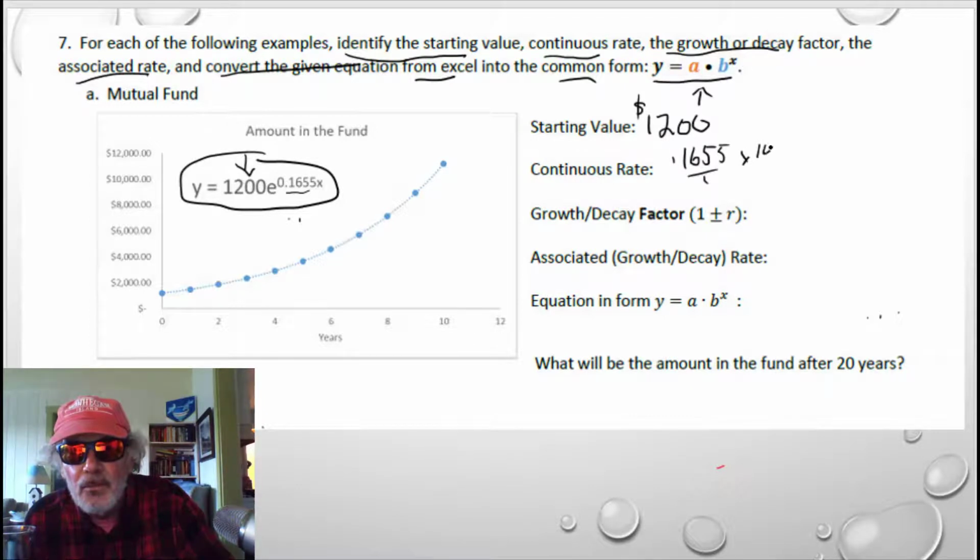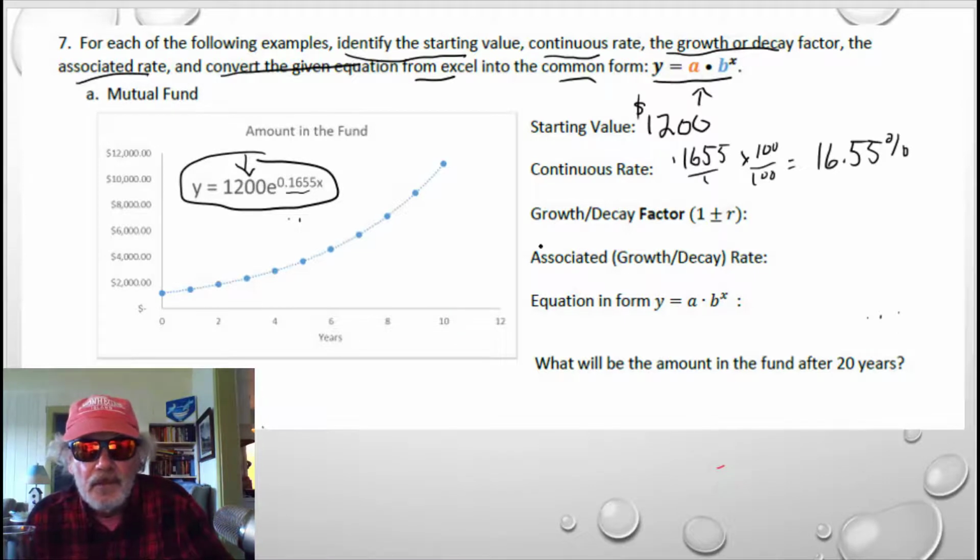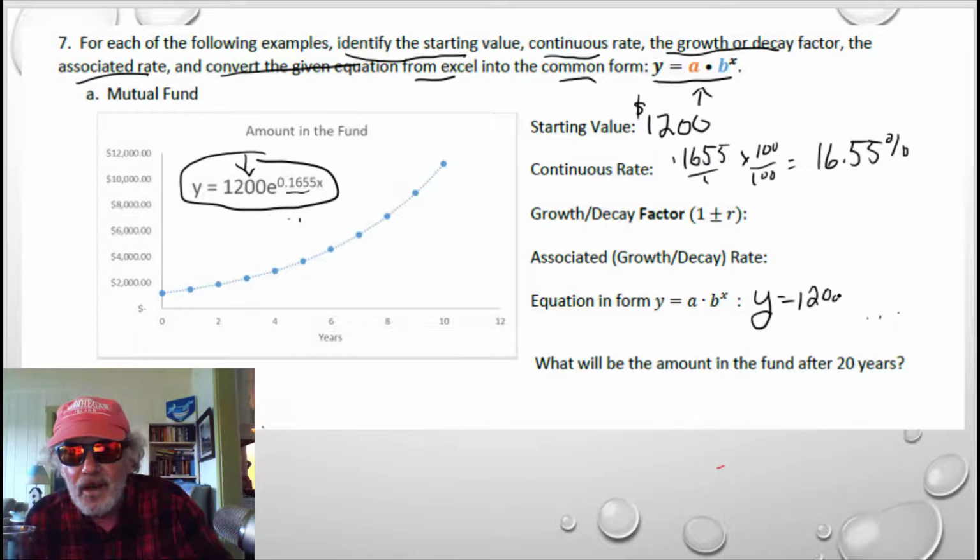Multiply both the numerator and denominator by 100 to get a rate, and we get 16.55%. Now, we already have down here, we can already start our formula because we're switching over to this one. The starting value is exactly the same. And we want to find out what factor we're going to multiply by.